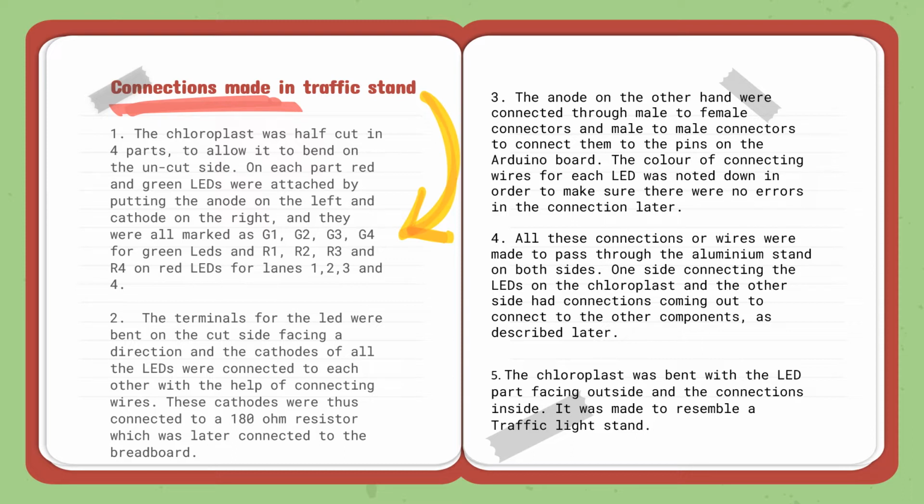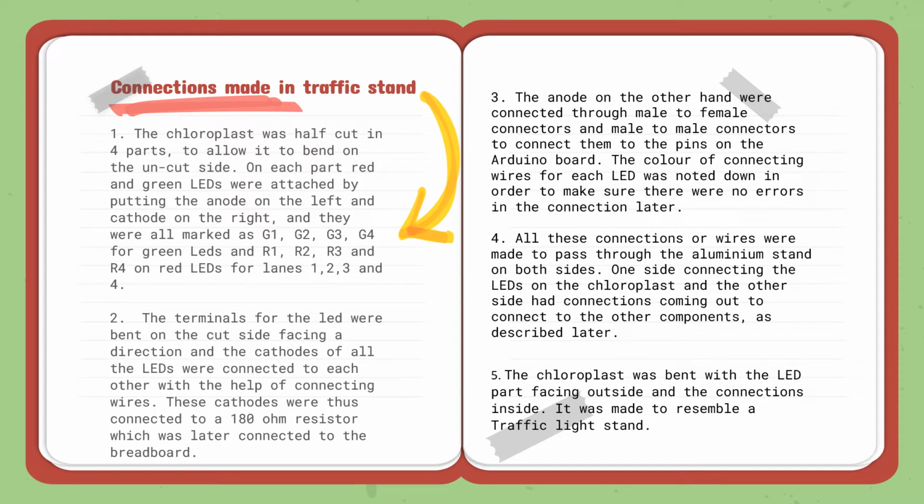Number 2. The terminals of the LEDs were bent on the cut side facing a direction, and the cathodes of all the LEDs were connected to each other with the help of connecting wires. These cathodes were then connected to a 180 ohm resistor, which was later connected to the breadboard. Number 3. The anodes, on the other hand, were connected through male-to-female connectors and male-to-male connectors to the pins of the Arduino board.